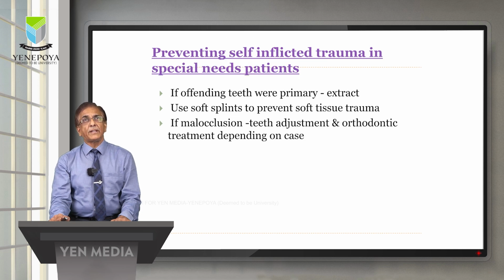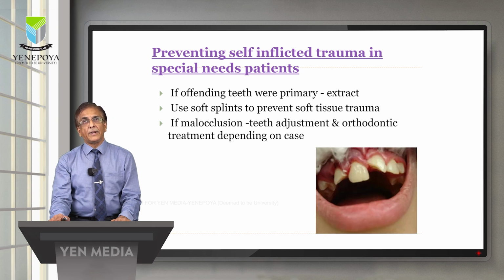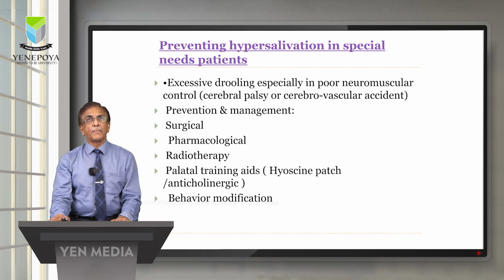Now coming to preventing self-inflicted trauma in special needs, it can be done by removal of the offending primary teeth and use of soft splinting to prevent soft tissue trauma. If there is malocclusion, teeth adjustment or orthodontic treatment can be advised. These are the offending teeth causing trauma.